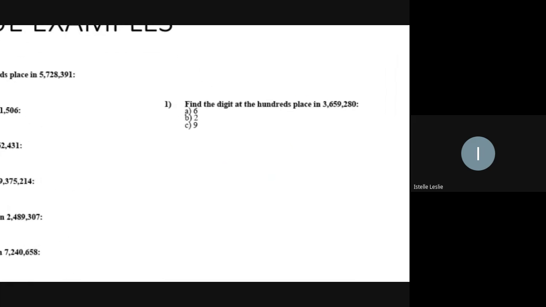Find the digits at the hundreds place in that number. So what number will be in the hundreds place? Okay, I can see Estelle's answer. Okay, good. So that's correct. You have ones, tens, and then the hundred. The number at the hundred place is 2.